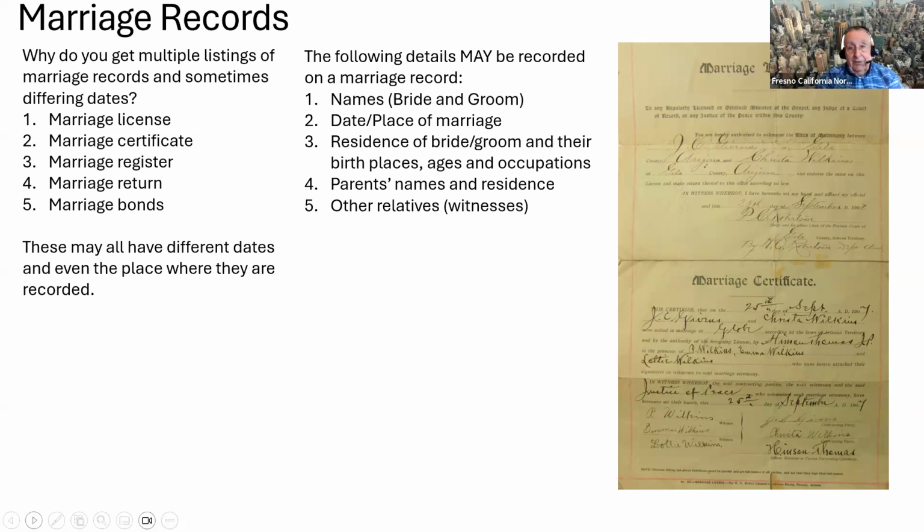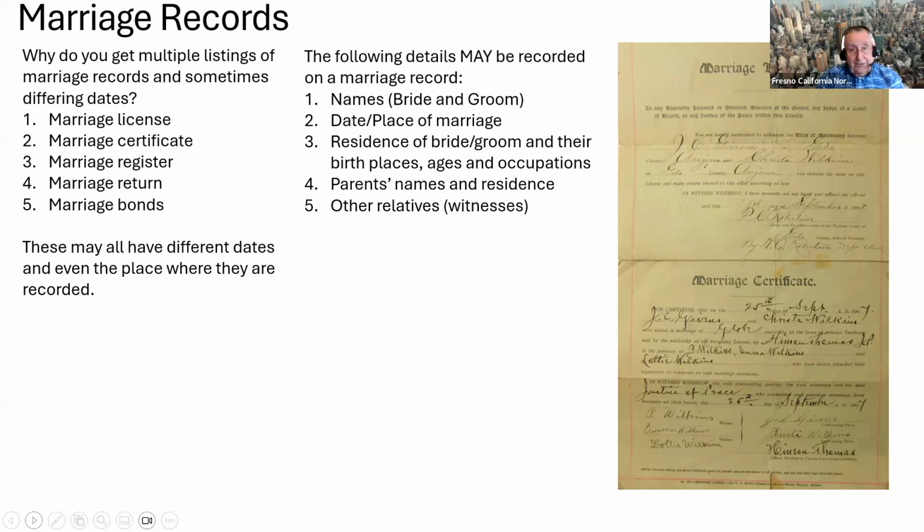Now, if I find a record where it says they were married on the 20th, I know the person's looking at a marriage license. If it says the 25th, I know it's a marriage certificate they were looking at. So you've got to be careful and know what it is that was being recorded for the marriage. And the things that can be found on these records will vary from state to state, locality to locality. Generally, you'll find the names of the bride and groom, obviously, the date and place of the marriage, or whatever it is that that particular document is actually documenting.